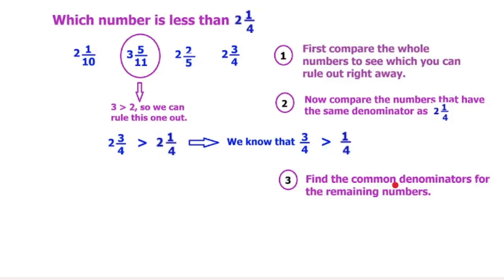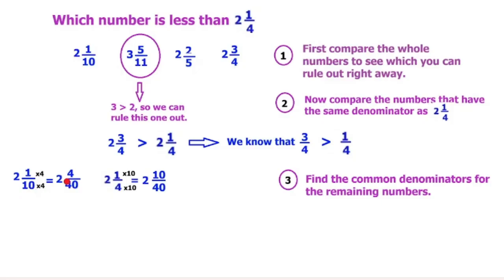We can find the common denominators for the remaining numbers. That's how you'll be able to compare them. You'd have to find common denominators. So let's take a look at this one, 2 1/10. To make it a common denominator, what's common between 10 and 4 is 40, right? So we can multiply the top and bottom by 4. So 2 1/10 becomes 2 4/40.